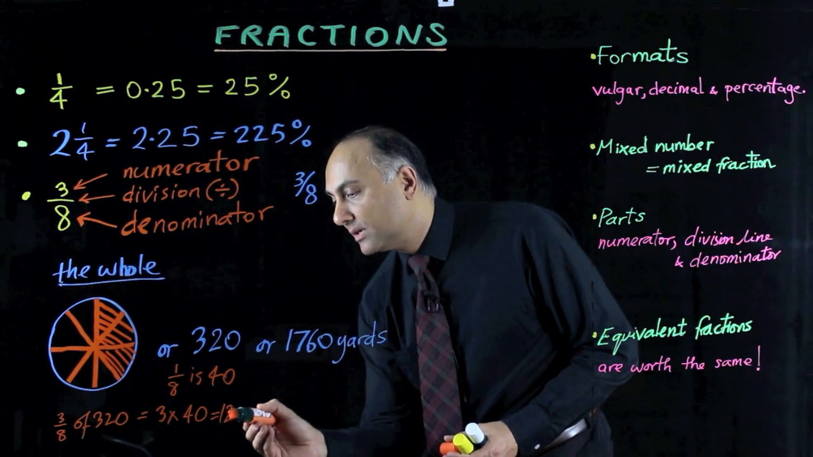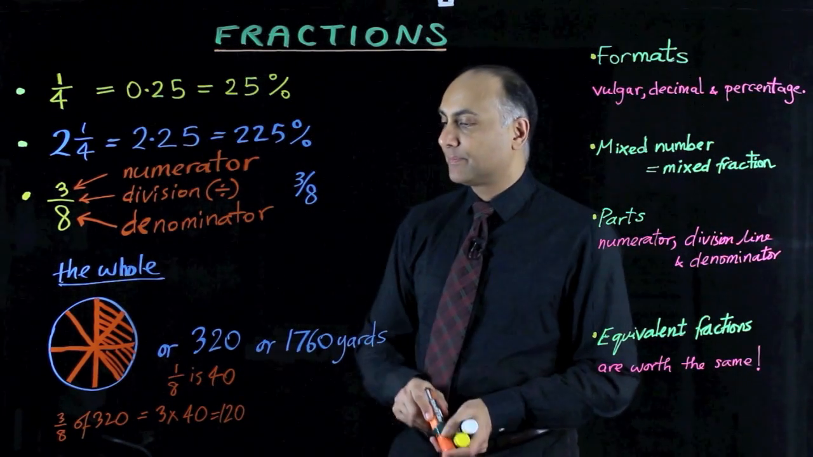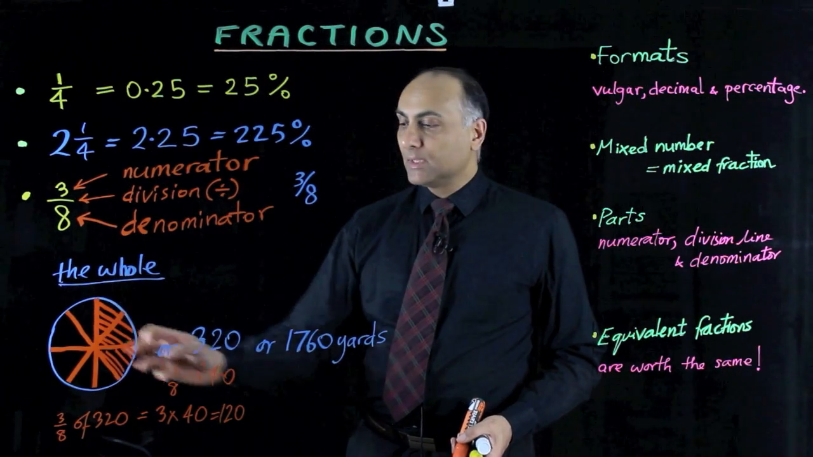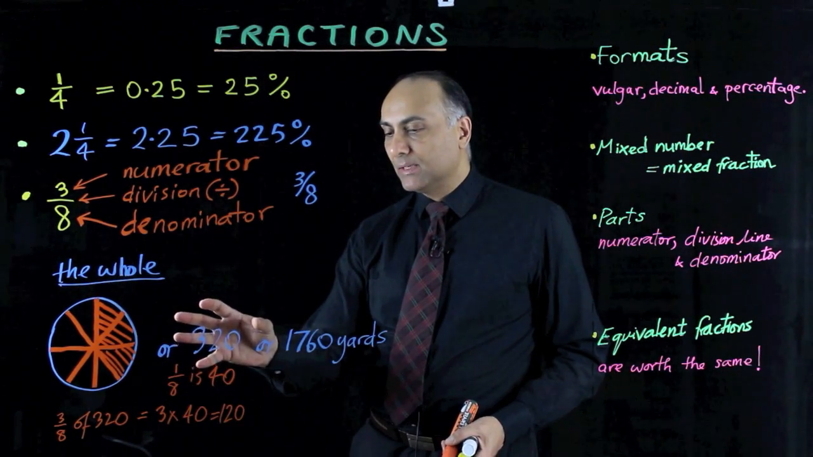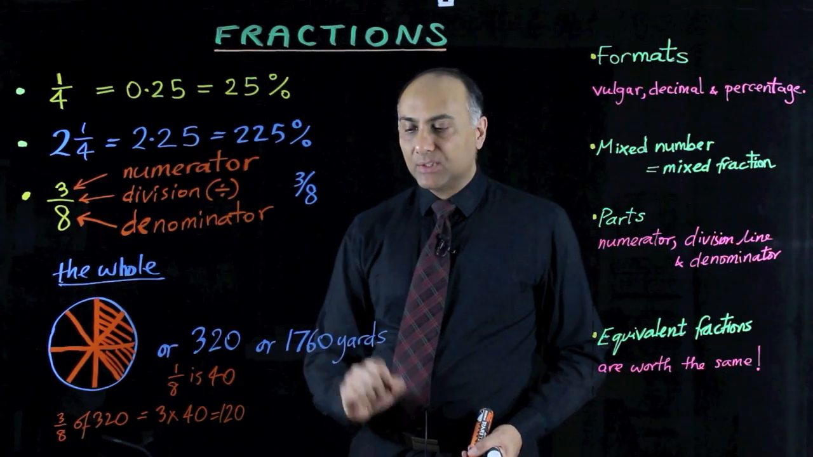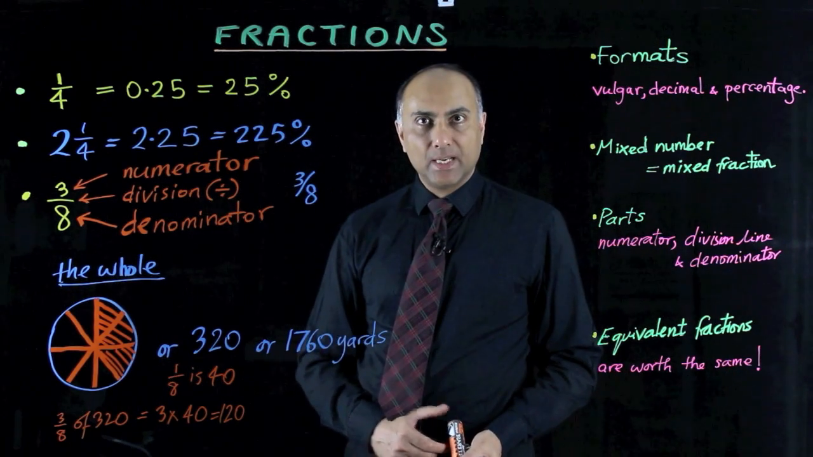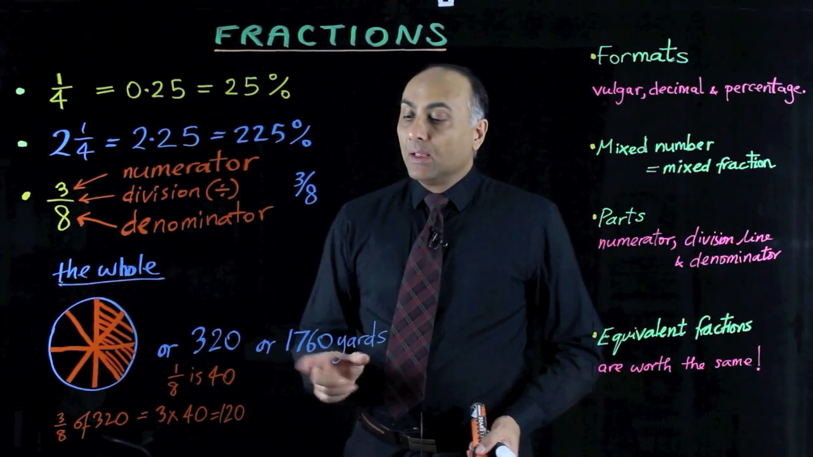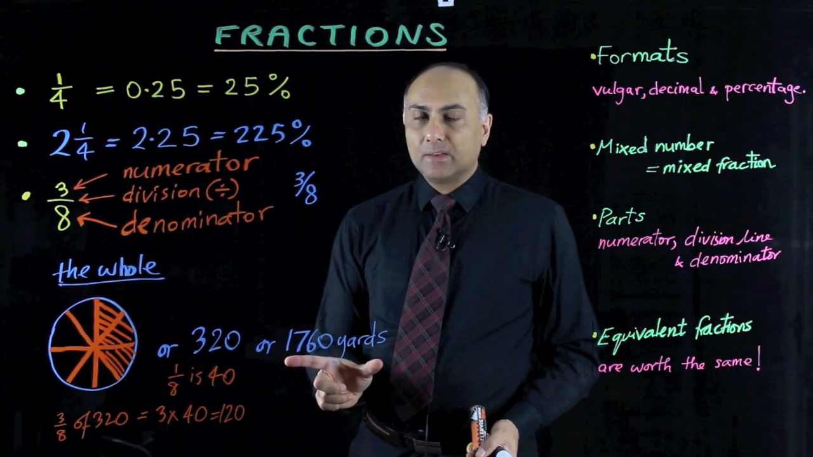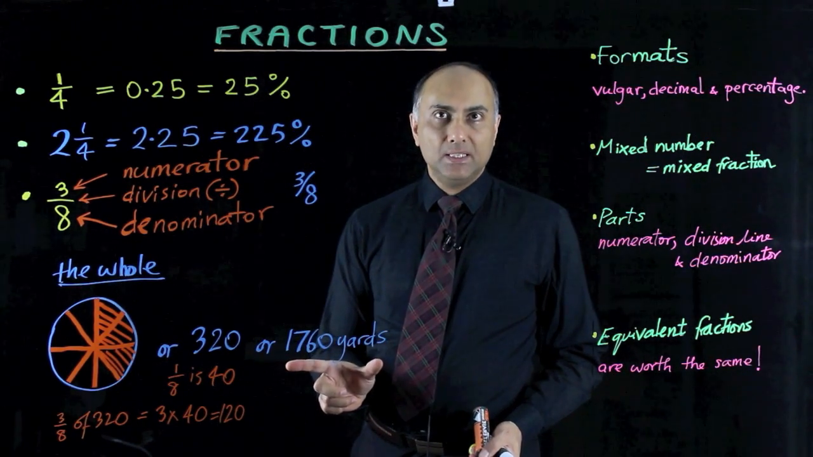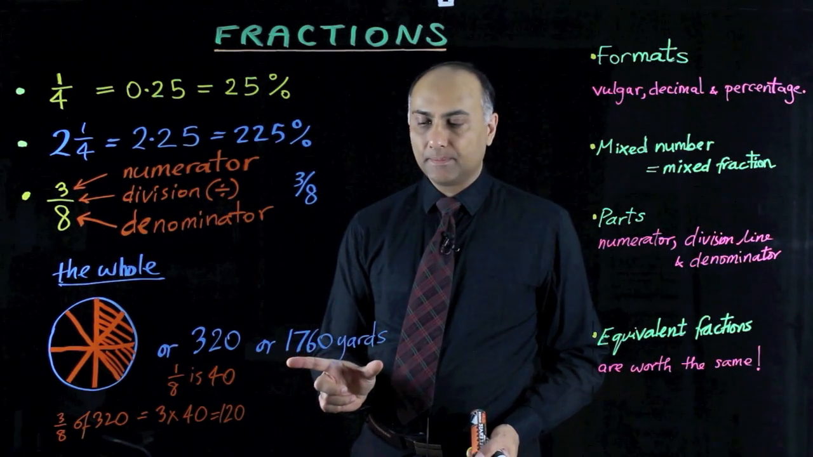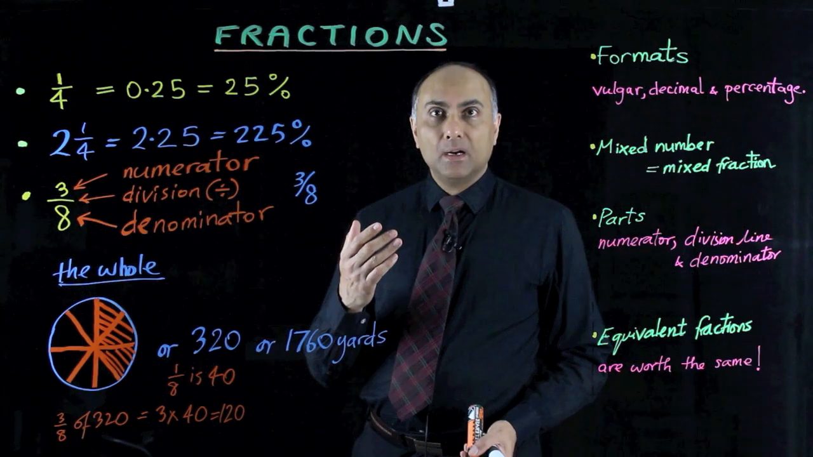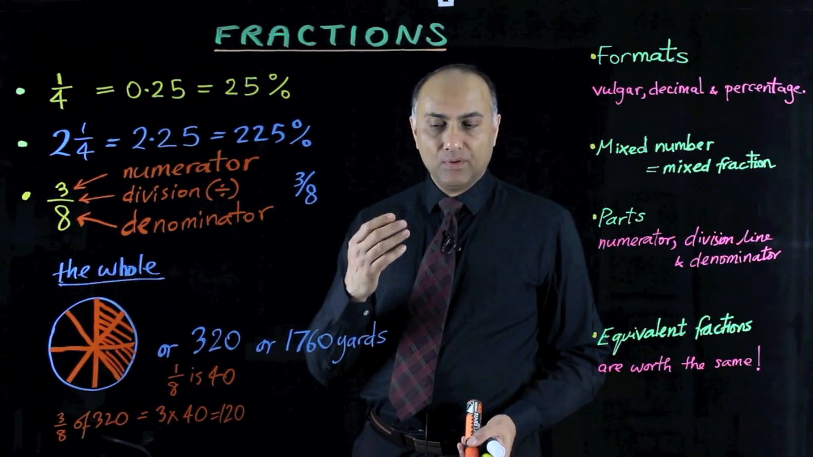which is 120. So here we have 3/8 of a shape, here we have 3/8 of a number, and now we want 3/8 of 1,760 yards. As a piece of general knowledge, I'll point out that 1,760 yards is 1 mile. So what I'm really going to work out here is how many yards is 3/8 of a mile.